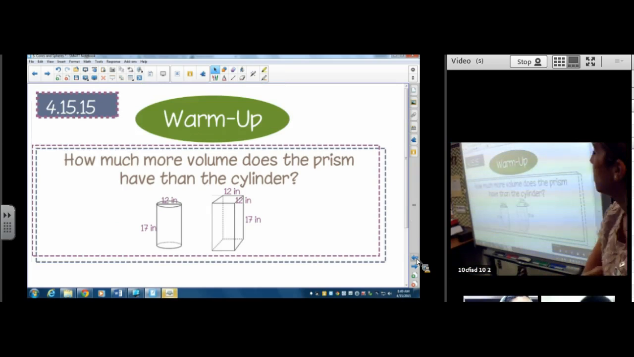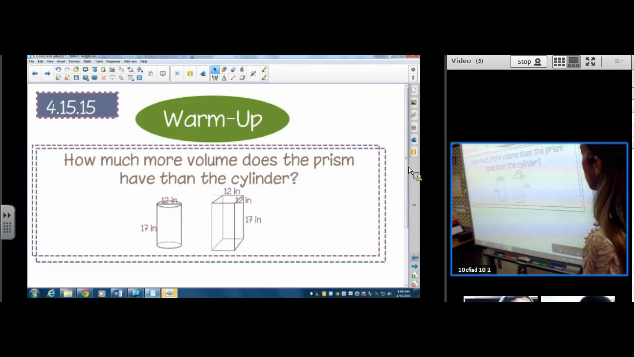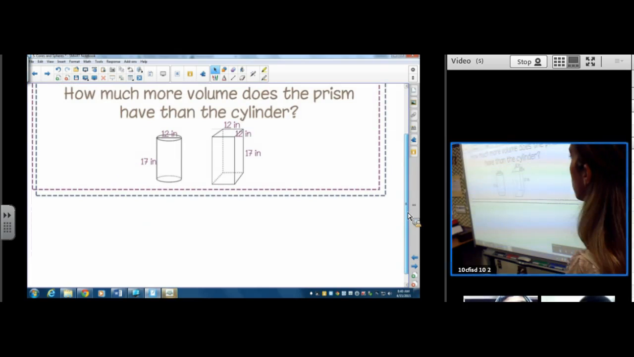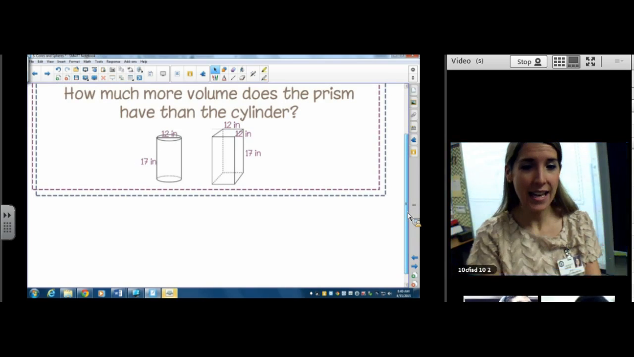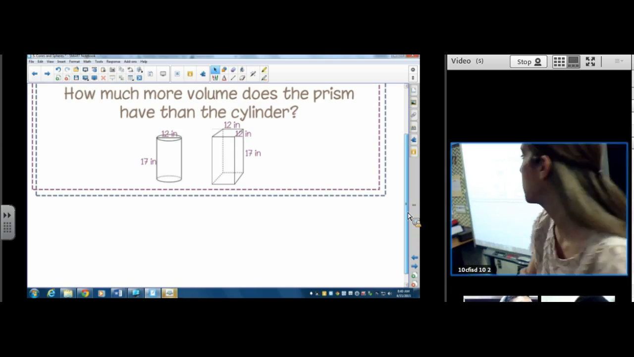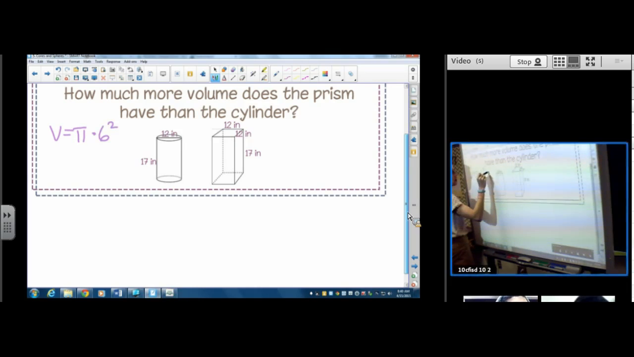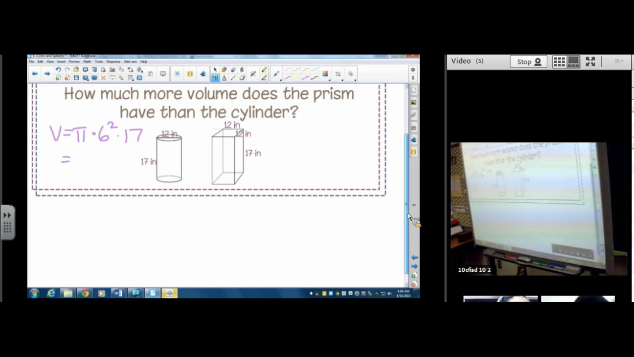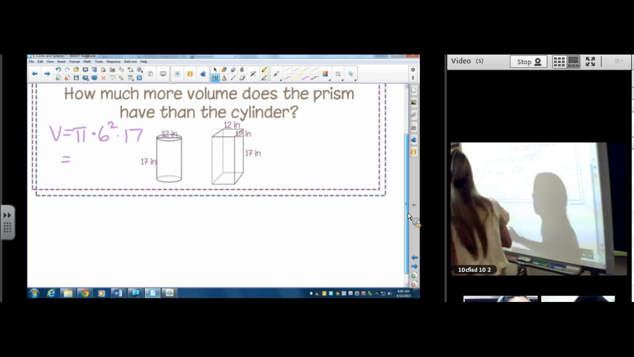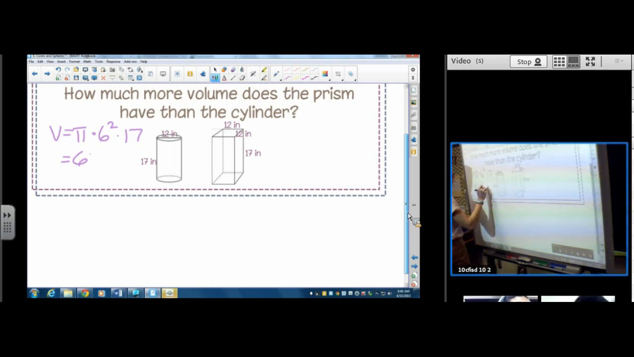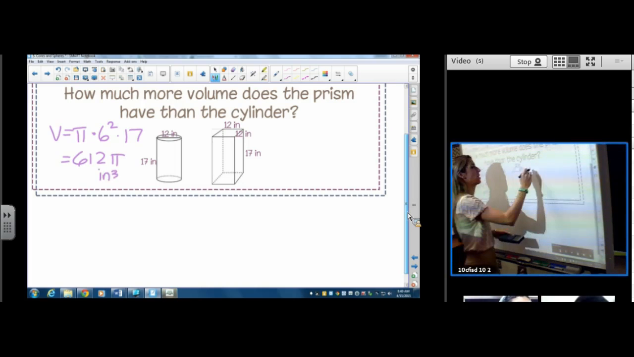So let's find the volume of the cylinder since that one comes first. We learned cylinders yesterday. We know the volume is base times height, except the base is a circle. So it's pi r squared times the height. So we're going to find the volume of the cylinder, pi r squared h. So final answer, what is the volume of that cylinder? 612 pi inches cubed.